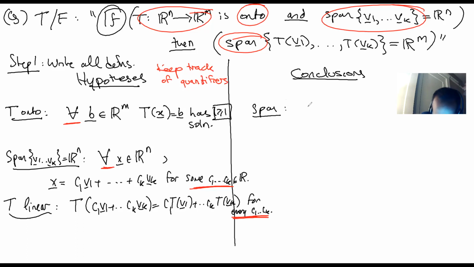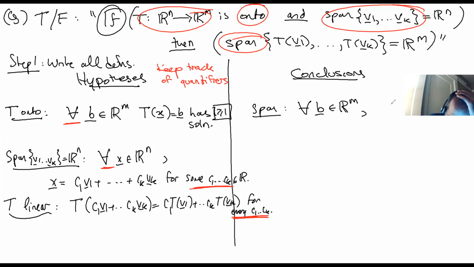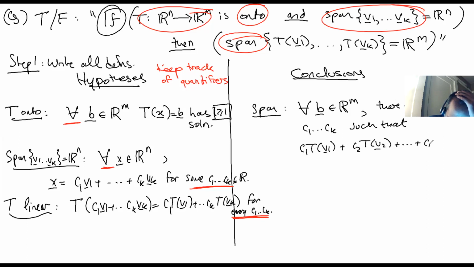And let's just unpack it. That's saying that for every b in R^m, there is a linear combination. So b is in the span of Tv1 through Tvk. There are c1 through ck such that c1 T of v1 plus c2 T of v2... Okay. So that's step one, write all the definitions.